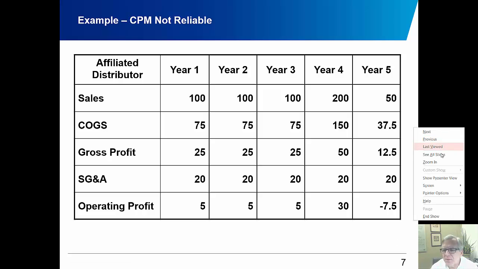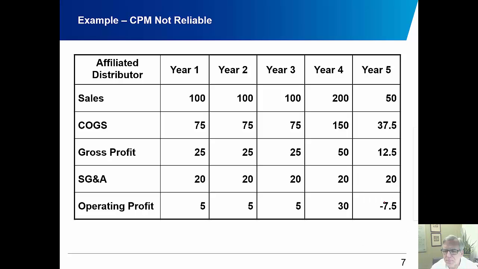I'm going to bring up a pen so we can show a few things here. All right, so let's suppose that this is our distributor, and let's focus on the first 3 years where everything is completely stable. We have sales of 100 in each of those years, COGS of 75, gross profit of 25, SG&A of 20, and an operating profit of 5. So if we think about this from a resale price method, we're going to have a gross margin of 25%, and that's very stable for those 3 years, so that's a good thing. And we'd have an operating margin here of 5%.